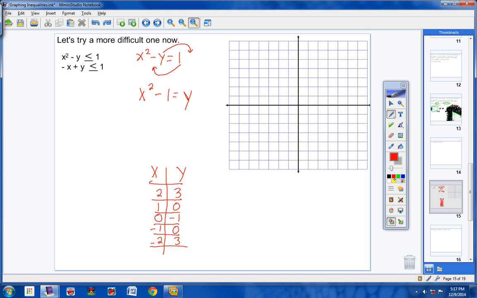So let's go ahead and plot these points. Here we go. 2, 3, then 1, 0. Actually, I think I messed up here. It should be 1, 0. Then 0, negative 1, then negative 1, 0, and then negative 2, 3. Now notice this time, we do have the line underneath it. Do you see that? We do. So it'll be a solid parabola. A solid parabola.